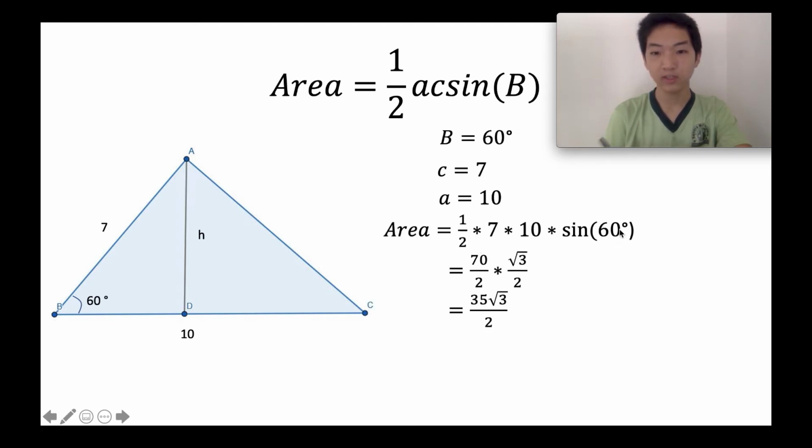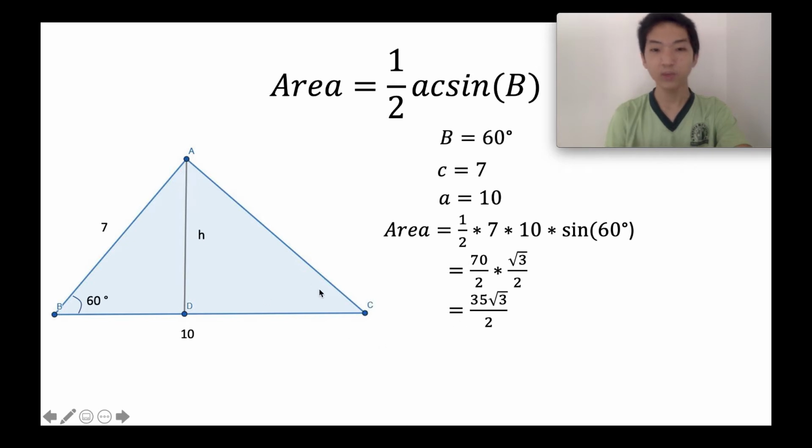And we get this. It simplifies. Sine 60 degrees is the same as radical 3 over 2, which we'll be going over later in case you don't understand what sine 60 means. And finally we get the answer to be 35 radical 3 all over 2.